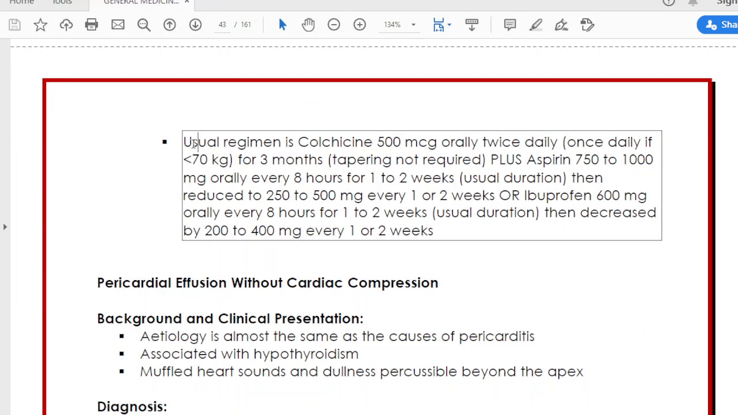Usual regimen is colchicine 500 mcg orally twice daily, once daily if less than 70 kg, for 3 months, tapering not required, plus aspirin 750 to 1000 mg orally every 8 hours for 1 to 2 weeks, usual duration, then reduced by 250 to 500 mg every 1 or 2 weeks, or ibuprofen 600 mg orally every 8 hours for 1 to 2 weeks, usual duration, then decreased by 200 to 400 mg every 1 or 2 weeks.